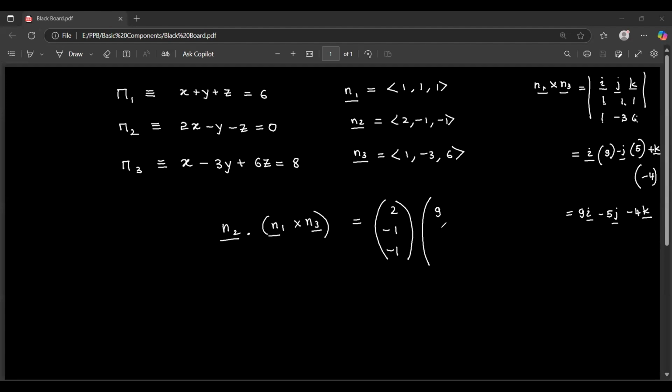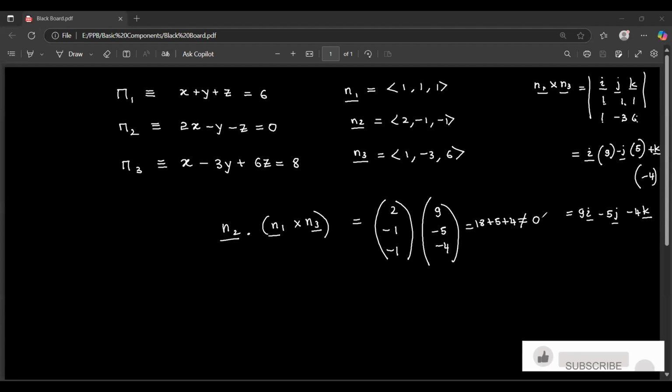So I will write it down here: 2 times 9, minus 1 times minus 5, minus 1 times minus 4. That is equal to 18 plus 5 plus 4, and that is definitely not equal to 0. So they do have a unique solution. So the planes pi 1, pi 2, and pi 3 intersect at a specific unique solution. Keep that in mind.